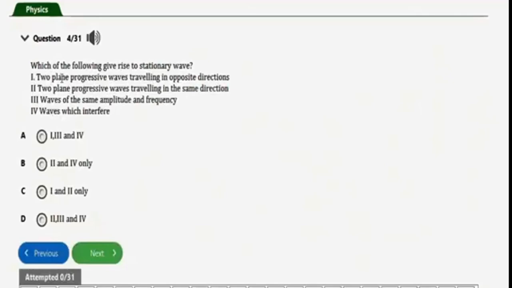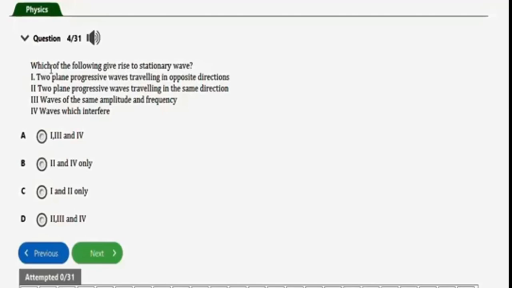It says, which of the following gives rise to stationary wave? We have I, two plane progressive waves traveling in opposite directions, II, two plane progressive waves traveling in the same direction, III, waves of the same amplitude and frequency, IV, waves which interfere. Alright, so the correct response to this question, the A here is correct. Two plane progressive waves traveling in opposite directions.